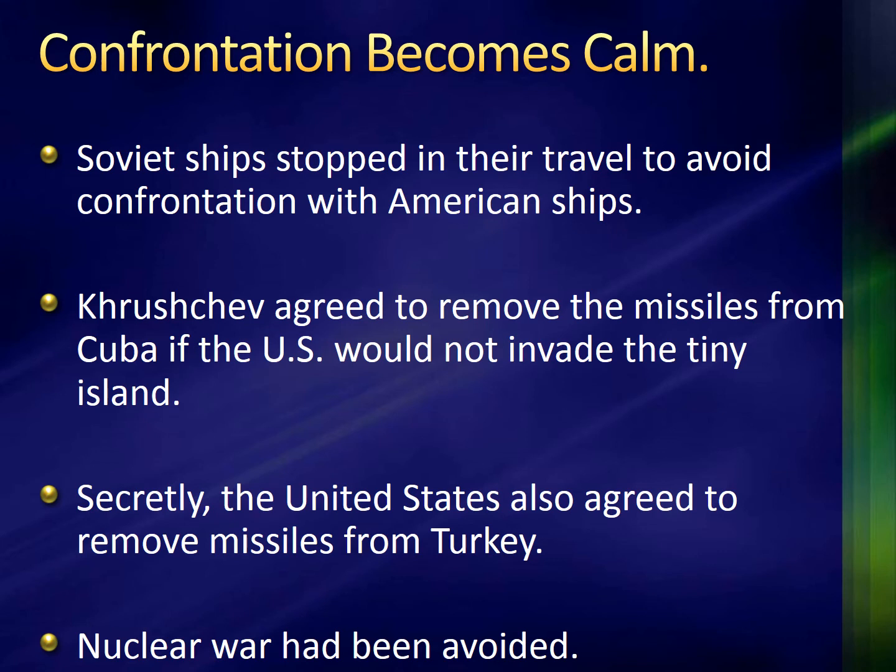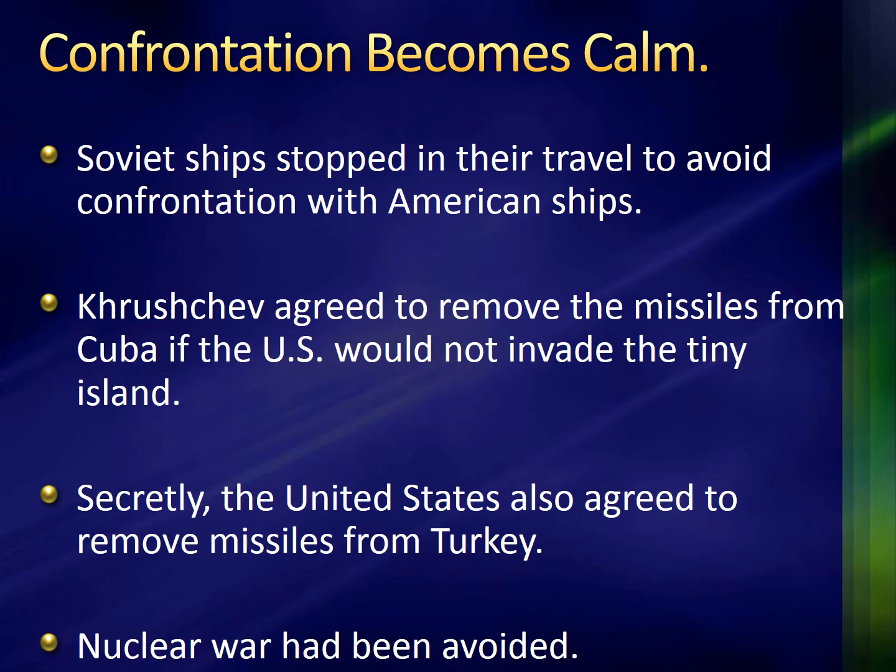So in the long run, there are some talks between the Soviets and the Americans. Soviet ships are going to stop in their travel to avoid a confrontation with these American ships outside of Cuba. Khrushchev kind of backs down. He agrees to remove the missiles from Cuba if the U.S. would not invade the tiny island.